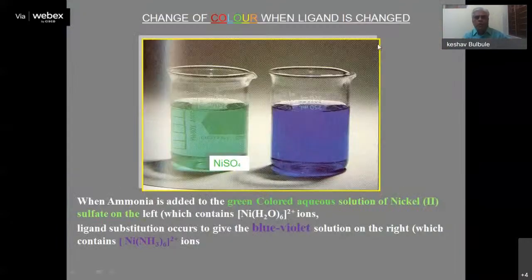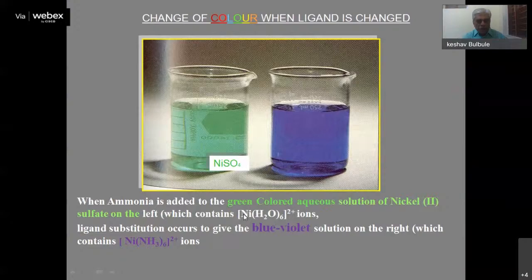And one more very important point: the color exhibited by the compounds of D block elements depends not only upon the negatively charged ion, as in crystal field theory, but also upon the ligand. On the left hand side we have a green colored nickel solution. This is aqueous, meaning the nickel salt is dissolved in water. To this, I went on adding ammonia.